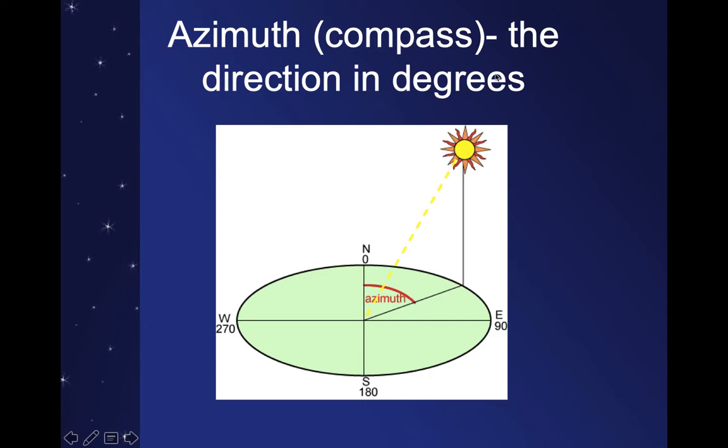So our azimuth is the direction. Everyone could look north, and you could say, okay, now you're going to go, let's say, 100 degrees from north. If you're going to go 100 degrees east of north, you're going to go 100 degrees this way, and you would end up here. So that's our azimuth.